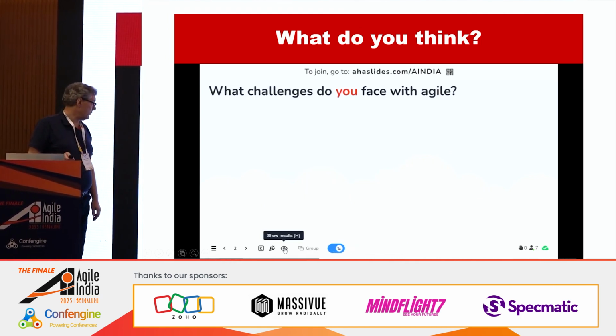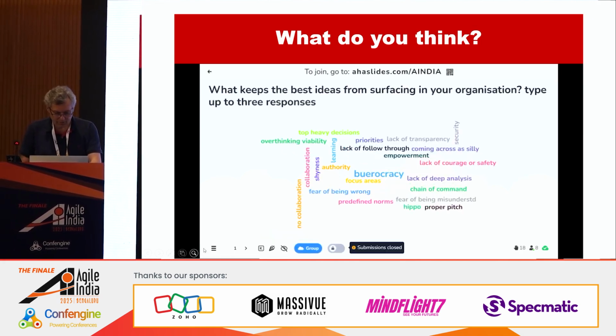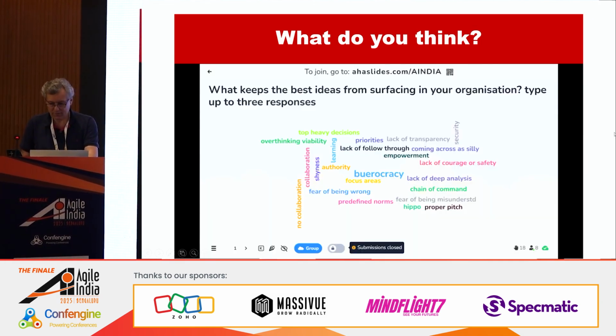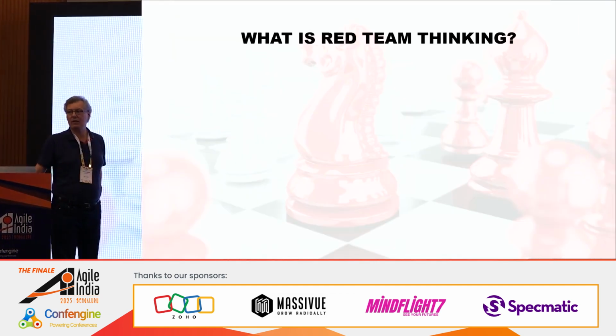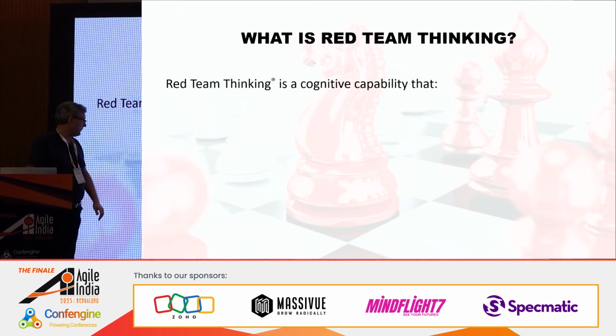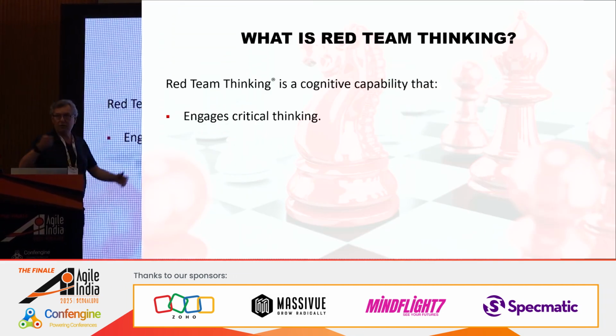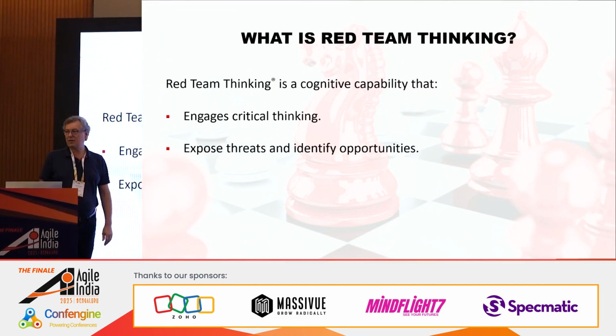So next one is challenges. Oh, I need to come out of the deck to go on to the next slide. So what is red team thinking? Let's start and explain the context here. It is a cognitive capability that engages critical thinking, as you've been doing just there, exposes threats and identifies opportunities.